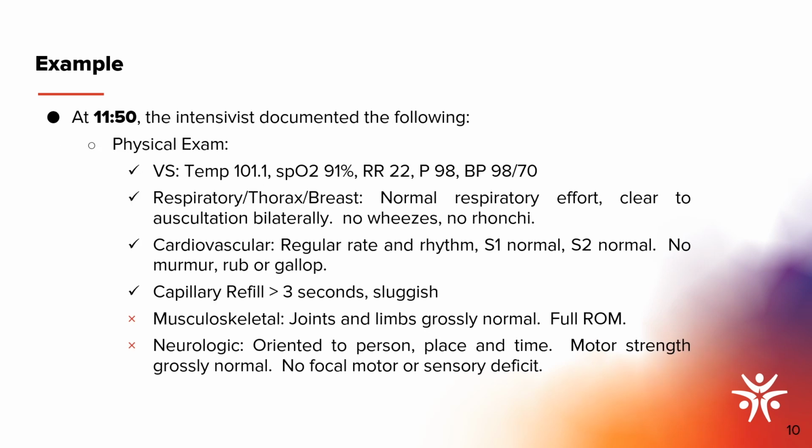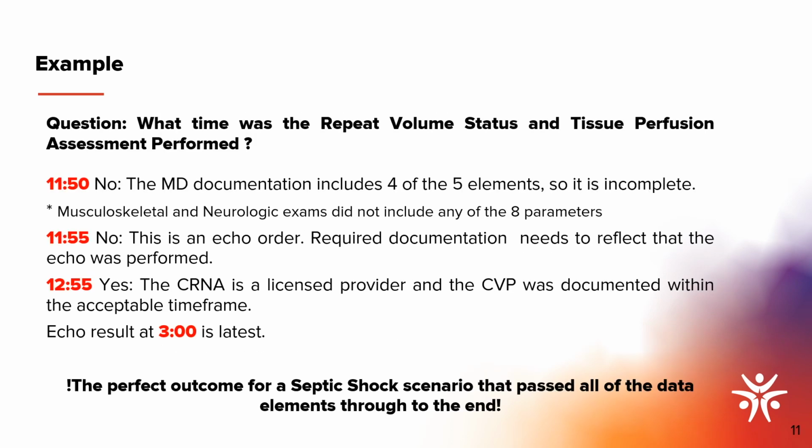In addition to the testing that we just discussed on the previous page, at 11:50, the intensivist documented the following physical exam: vital signs, a full respiratory thorax and breast exam, a full cardiovascular exam, capillary refill exam, musculoskeletal and neurological exams. Now we can put all of this together. So we know that the specified time frame is 11:35 to 4:45 p.m. What's the question now? What time was the repeat volume status and tissue perfusion assessment performed?